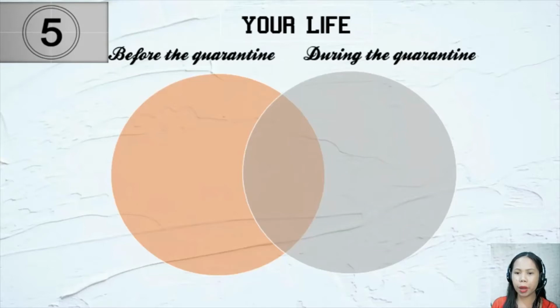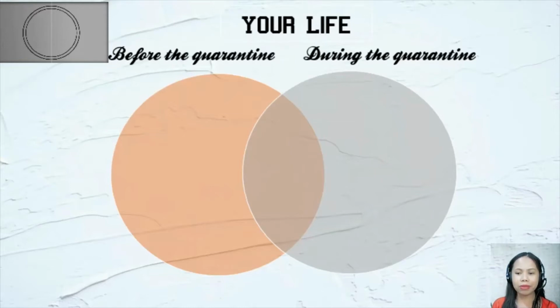Before we begin with our discussion, let's have a simple activity. Compare and contrast your life before and after, or in this case, during the imposition of the community quarantine due to the COVID-19 pandemic. I'm sure there's a big difference from your activities then and now. Okay, let's go. Surely you are very much familiar with the Venn diagram, right?